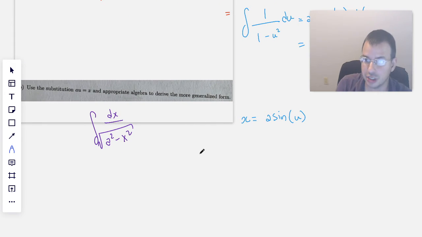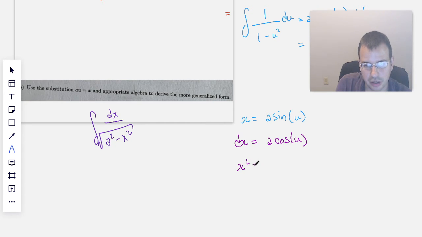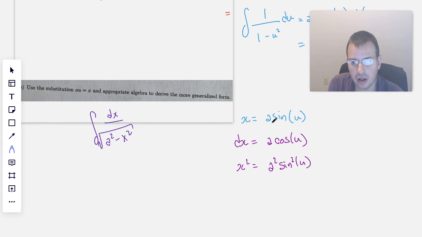So with these inverse trigonometric integrals, we're always going to want to find the dx. The derivative of x is dx, and we're going to have a cosine of u. We're also going to want x squared, which is going to be a squared sine squared of u. And then one other thing I usually solve for as well is u.